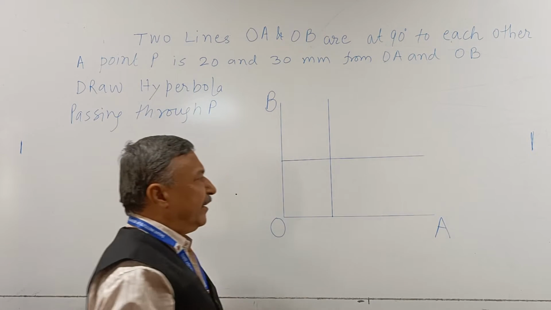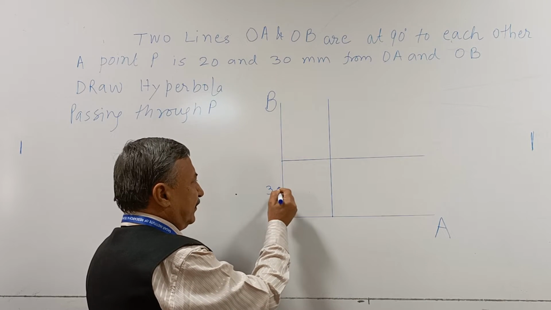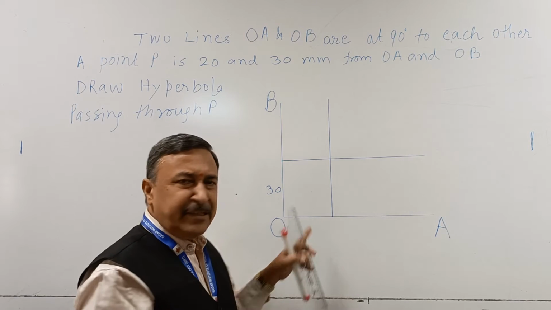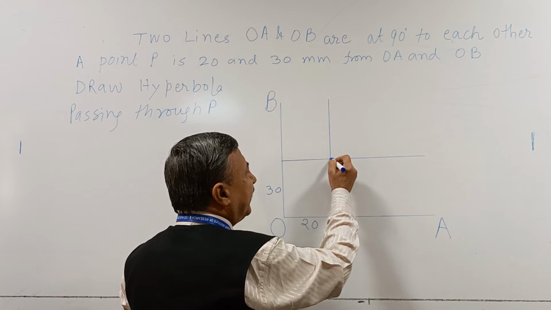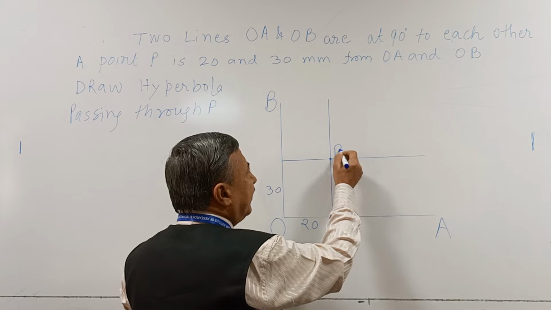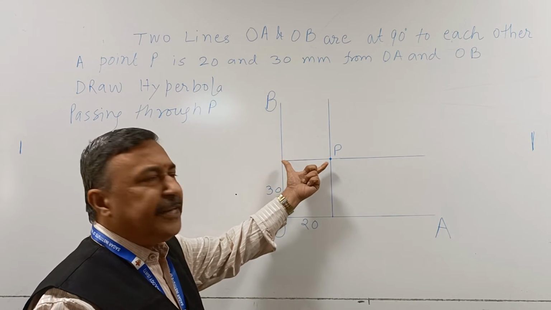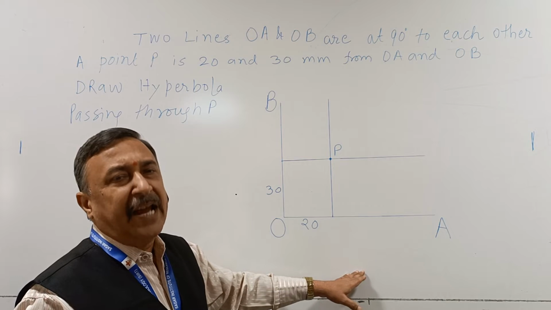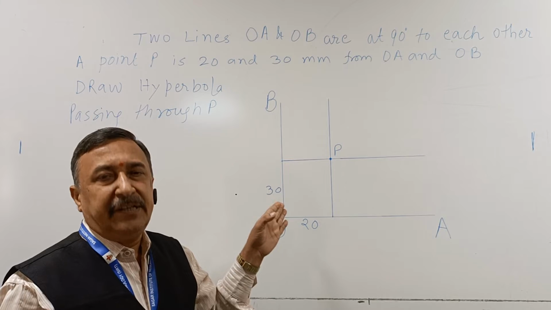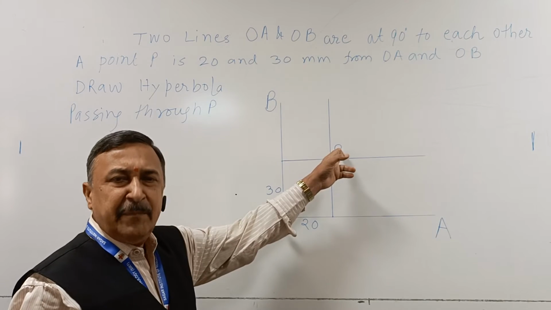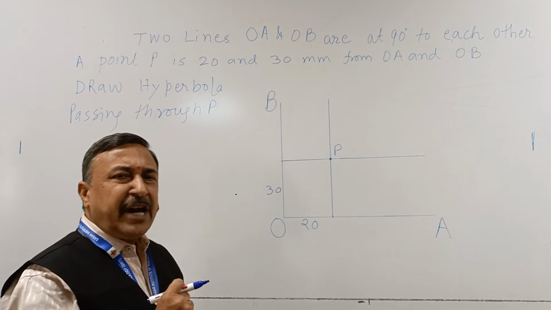So in this way, this distance is 30 and this distance is 20. This is our point P, which is 30 mm and 20 mm from the two fixed lines OA and OB, which are at right angle to each other. Now we have to draw a hyperbola passing through P. Now I am going to start the method.